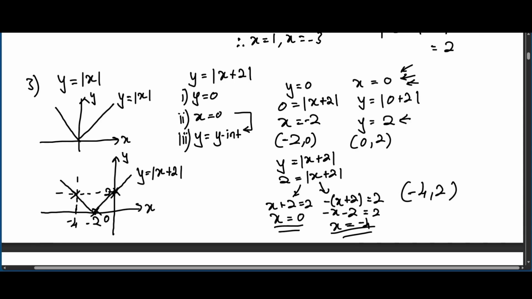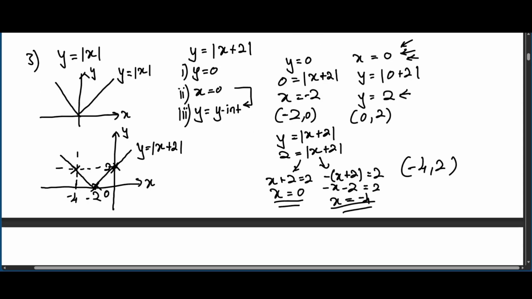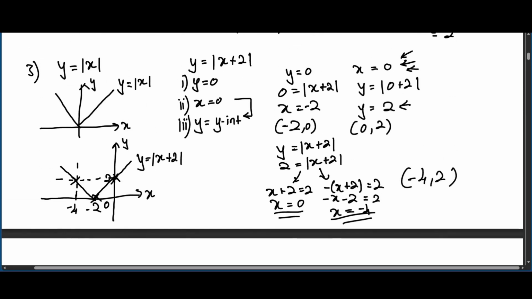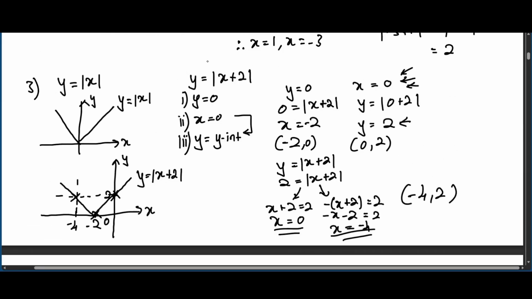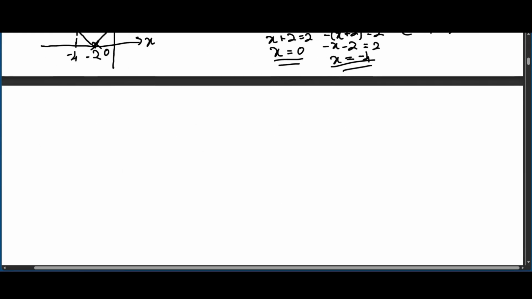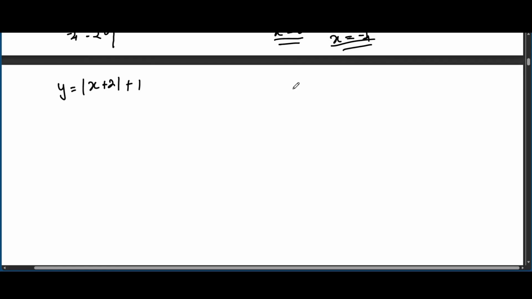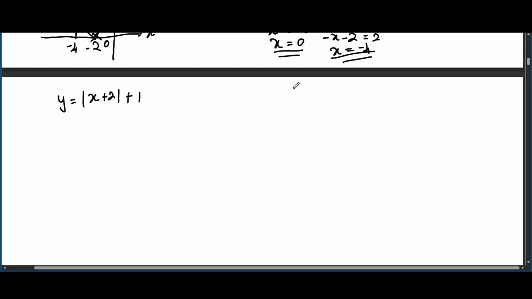Okay, one more detail for a graph. Now, what if I modify this equation? Let's say now the equation is y equals absolute value of x plus 2, plus 1. I added a 1 behind. Now I modify it like this. So how can I sketch it now?